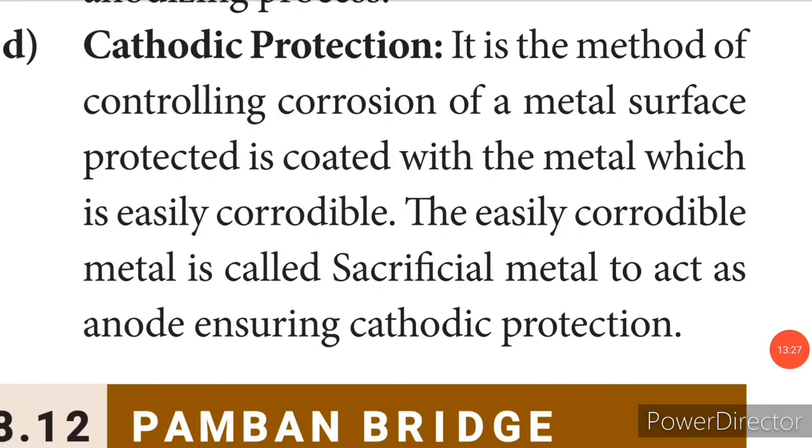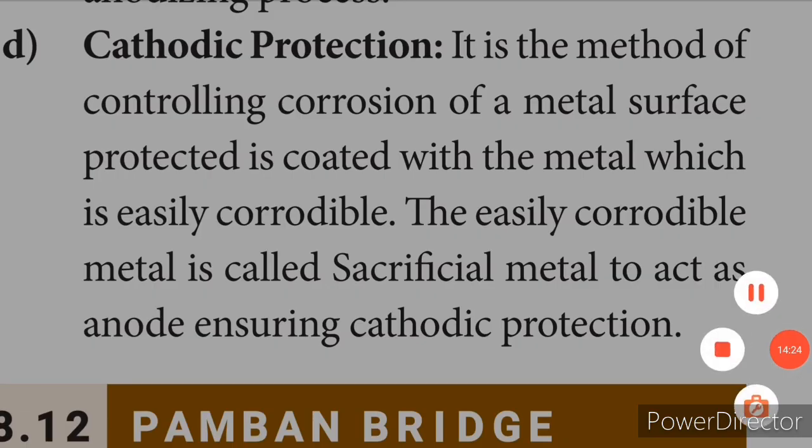The next one is cathodic protection. Now we said that these are the surface coating processes, isn't it? So one metal is coated over the other metal, so as to protect the inner metal. In cathodic protection, the metal present at the surface of the inner metal is easily corrodible, so that the inner metal is protected from corrosion, and the metal which is coated is called the sacrificial metal.